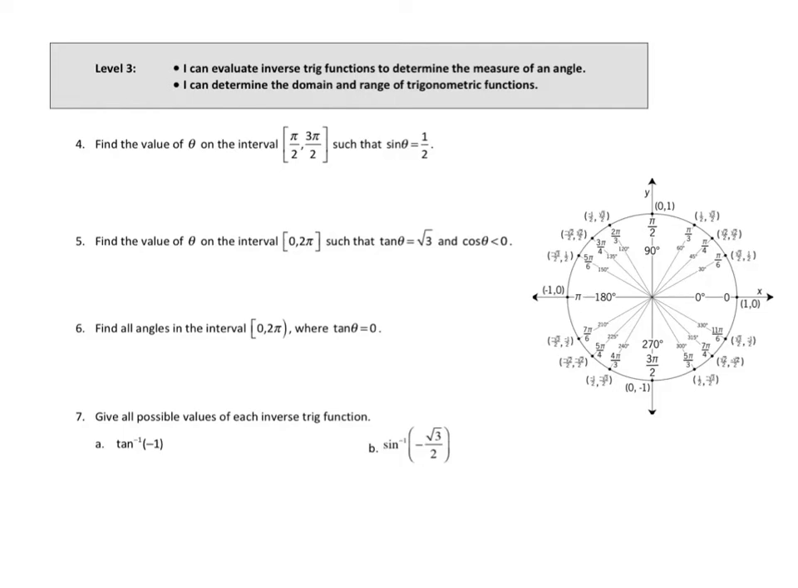In level 3, we will be given the value of a trig function, and we have to work backwards to find the angle. So, looking at this first example, number 4, we want to find the value of an angle theta on the interval pi over 2 to 3 pi over 2. So if we're looking between pi over 2 and 3 pi over 2, we're looking in quadrants 2 and 3. And we want to find an angle such that sine of theta equals 1/2.